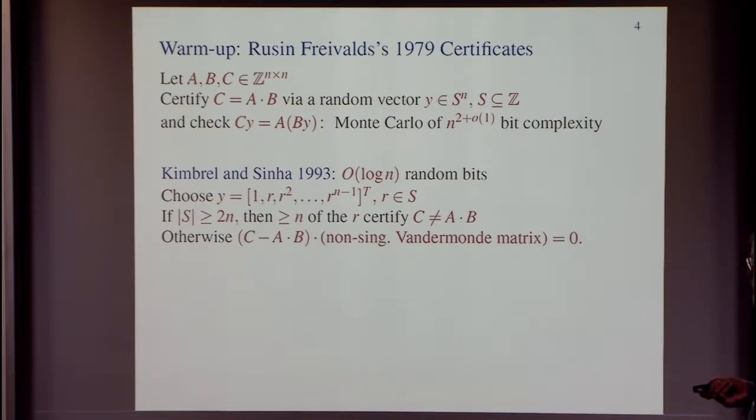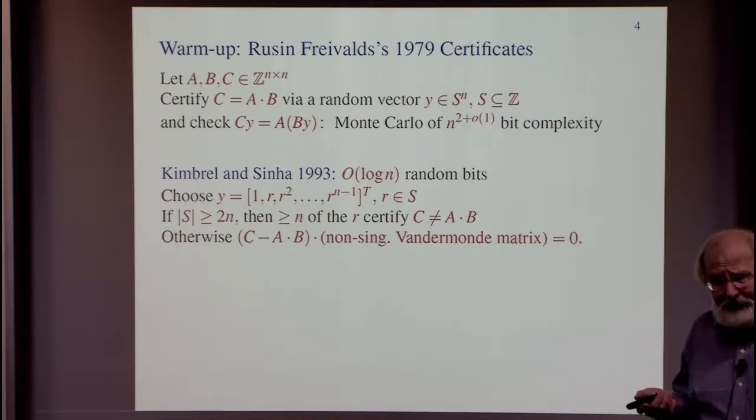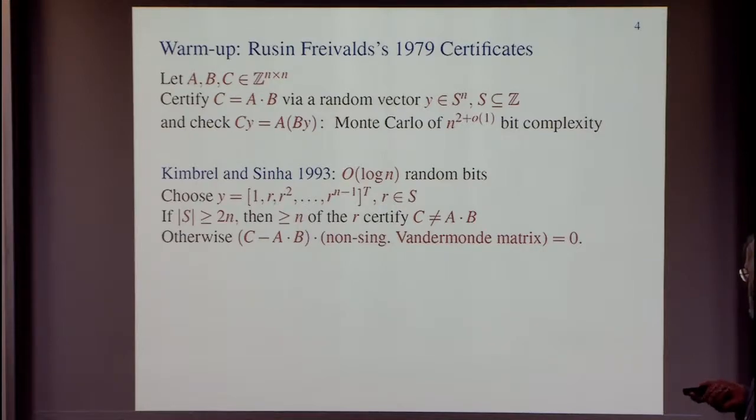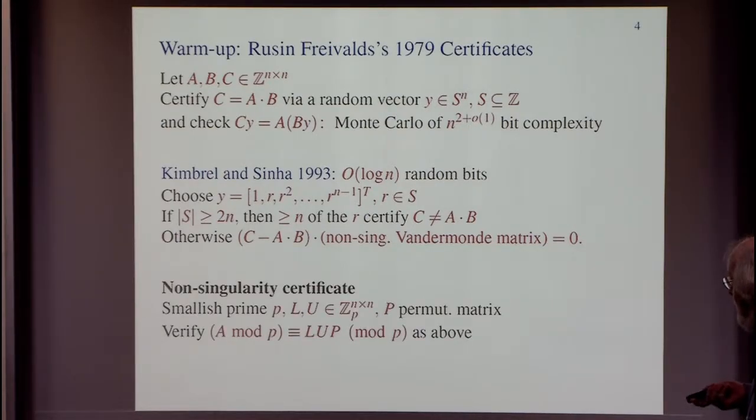You can limit the number of random bits you need. The trick here is to choose your vector y, a random vector of consecutive powers, and I've even written down the proof here, because then if you have enough such distinct vectors, not half of them can lie to you, because otherwise you would have the difference times the Vandermonde matrix to be zero, and that wouldn't be possible. So with that, we immediately get a certificate for non-singularity.